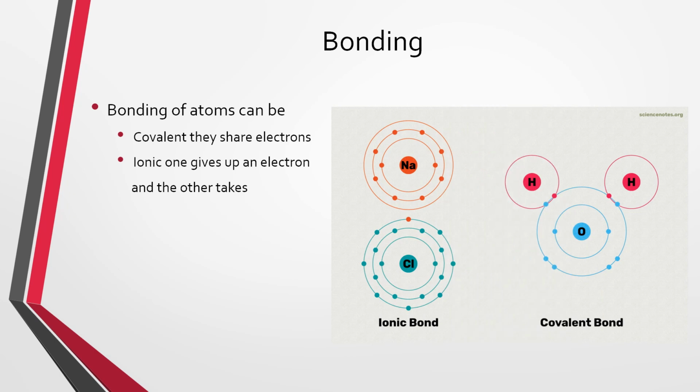In the example here, we see that the sodium atom gives up one electron to the chloride atom. This orange electron goes over here, and that's referred to as ionic bonding. Here we have oxygen and hydrogen, and this of course would be like water. This is how water would bond.